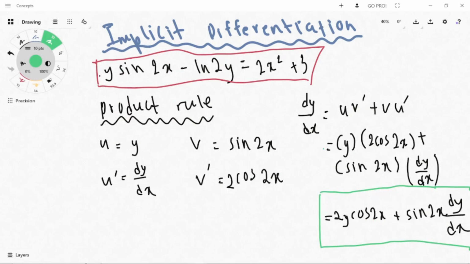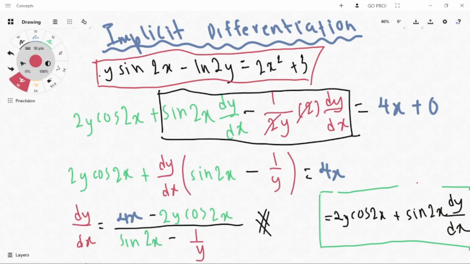As you can see, I already differentiated the expression y sin 2x. Our u is y, u prime is dy over dx, v is sin 2x, and our v prime is 2 cos 2x. When we apply all of those into the formula of the product rule, we get the answer in the green box, which is 2y cos 2x plus sin 2x dy over dx.